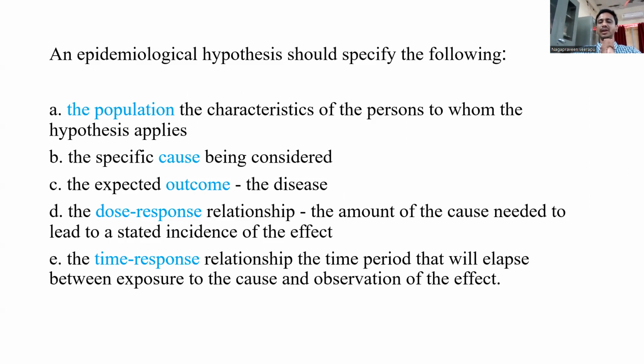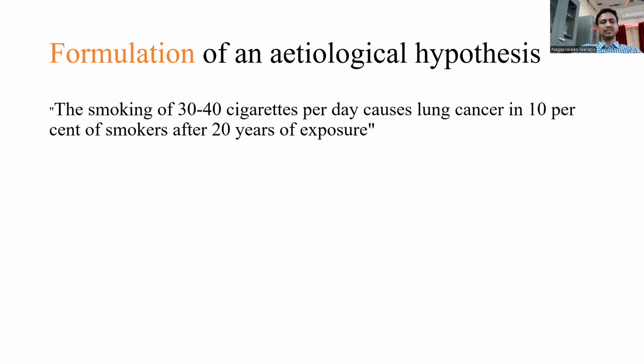Finally, you will formulate a hypothesis. The hypothesis should specify the following: the population, the characteristics of the person to whom the hypothesis applies; the specific cause being considered; the expected outcome of the disease; the dose-response relationship, the amount of cause needed to lead to a stated incidence of the effect. I will explain how much the dose. And the time-response relationship, the time period that will elapse between exposure and observation of the effect. This also I will explain.